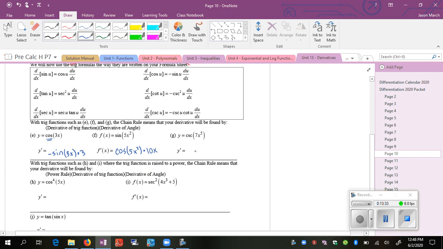Last one, cosecant of 7x to the 5th. Derivative of cosecant is negative cosecant stuff, right? And you can't have a trig function without putting anything in it. So these are what u's are here, 7x to the 5th. So negative cosecant of that, cotangent of that stuff. So there's that times the derivative of what's on the inside here, which is going to be 35x to the 4th.